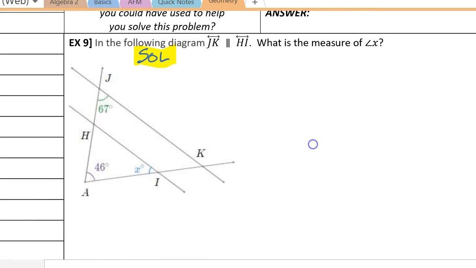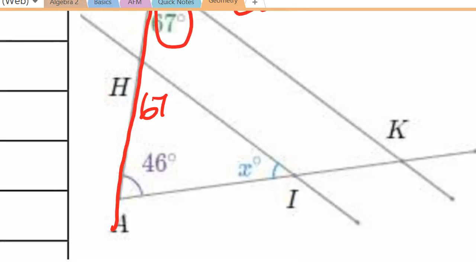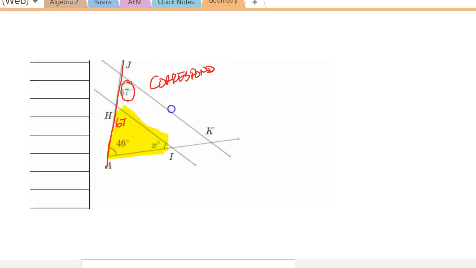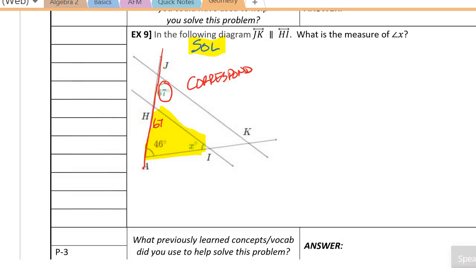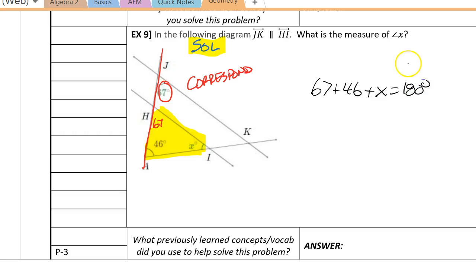Example 9 follows the same idea. I have two parallel lines cut by a transversal. This angle of 67 also shows up here due to corresponding angles. So now that I filled that in as 67, I see that this triangle in question has all the angle measures filled in. So I can use my triangle interior angle sum theorem, knowing that 67 plus 46 plus x is equal to 180 degrees, giving me x is equal to 67 degrees.